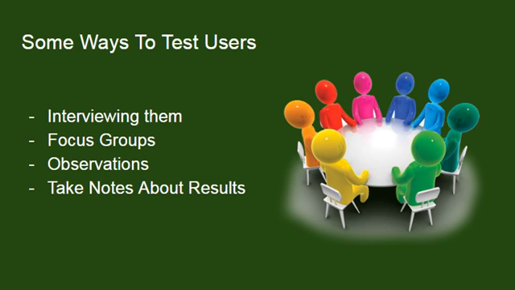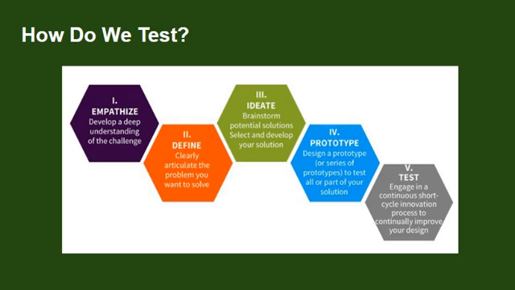Even though this is the last step of the 5 steps, it is often not the end, because after we test and we get answers, we go back through and we start the process all over again through empathizing, defining, ideating, prototyping, and testing. Oftentimes, this series of events happens a few times before we finally get it right.